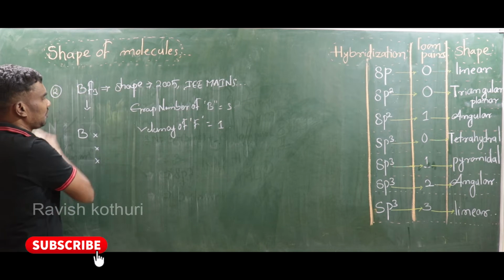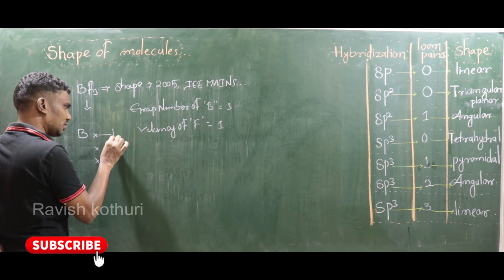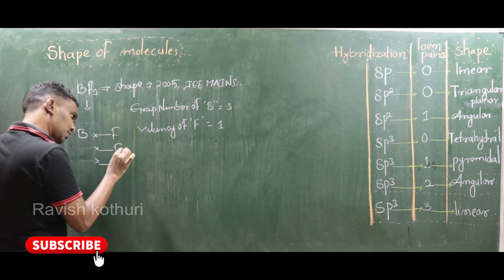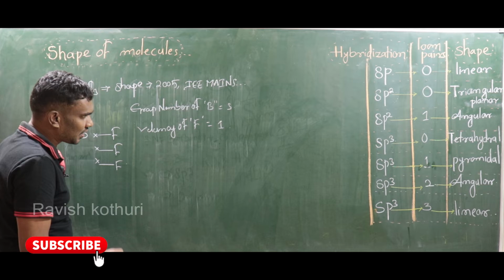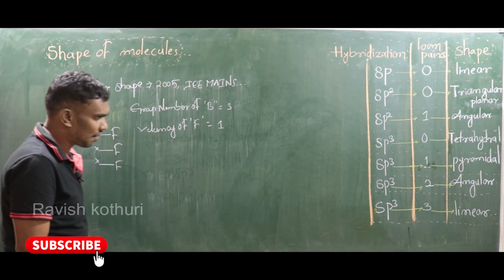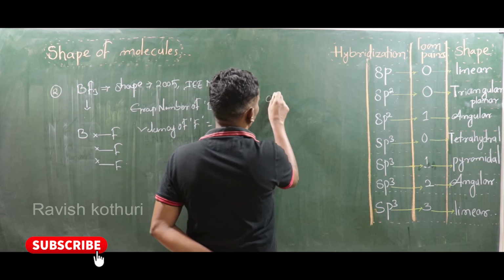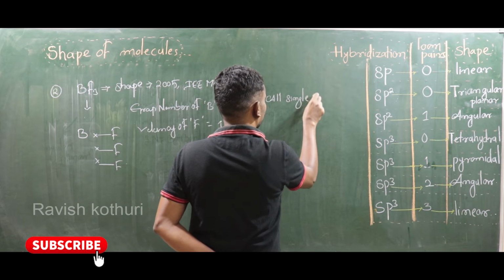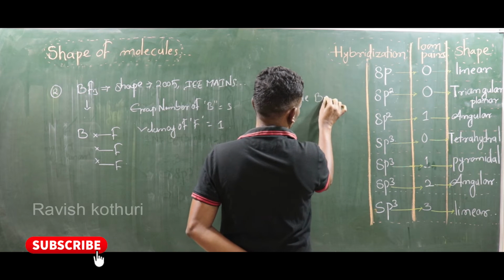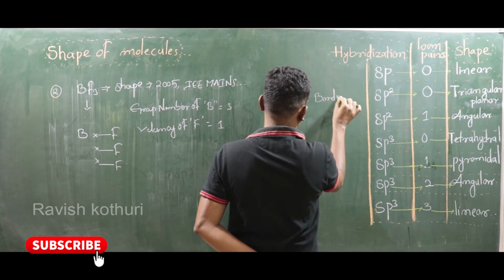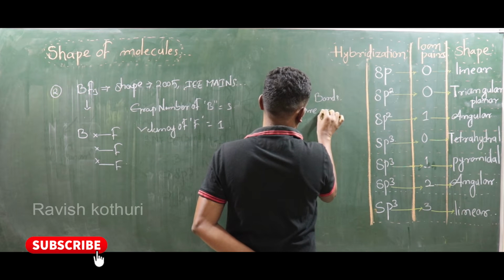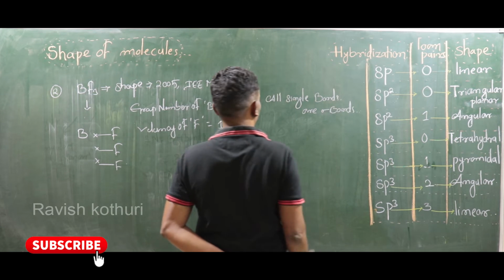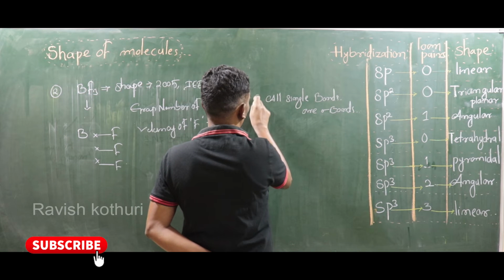Now here 3 fluorines are there, so 3 fluorines make 3 bonds. All single bonds are sigma bonds. Here you have to write this, very important. All single bonds are sigma bonds. This is point number 1.